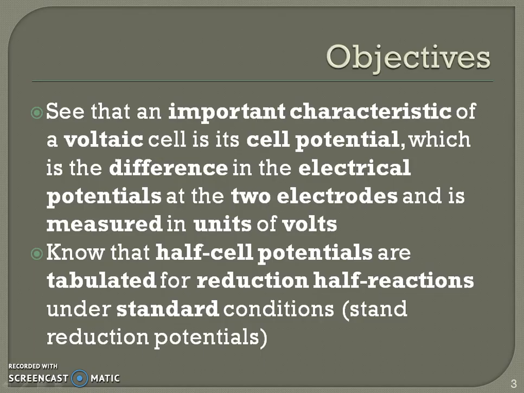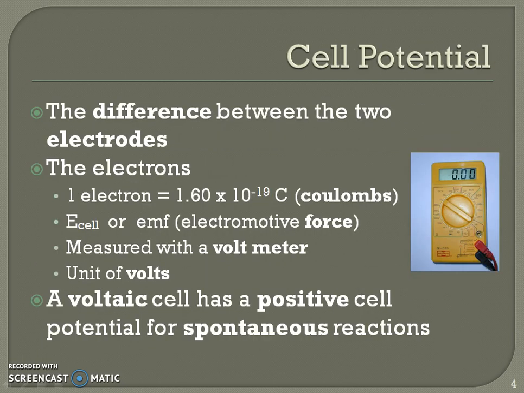In this section, you're going to see that an important characteristic of a voltaic cell is its cell potential, which is the difference in the electric potentials at the two electrodes and is measured in units of volts. We're also going to know that half-cell potentials are tabulated for reduction half reactions under standard conditions. That's why they're called standard reduction potentials. At this point, pause the video, fill in the notes, and then play to hear my words.